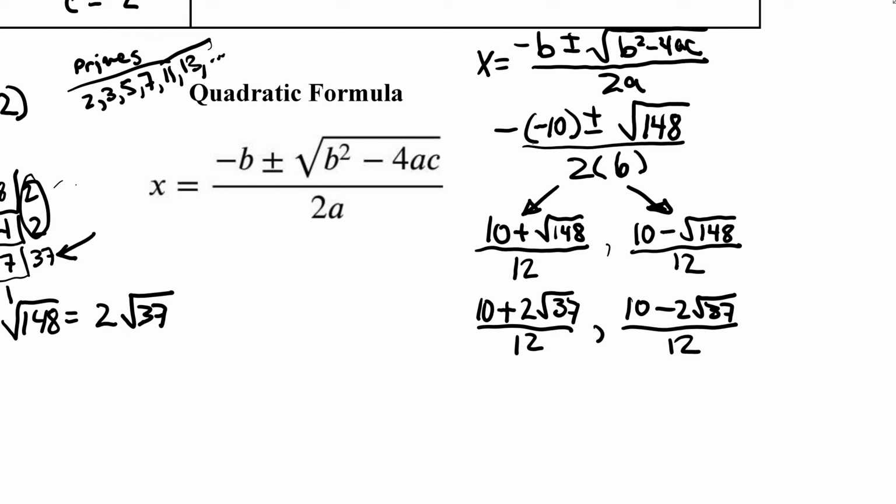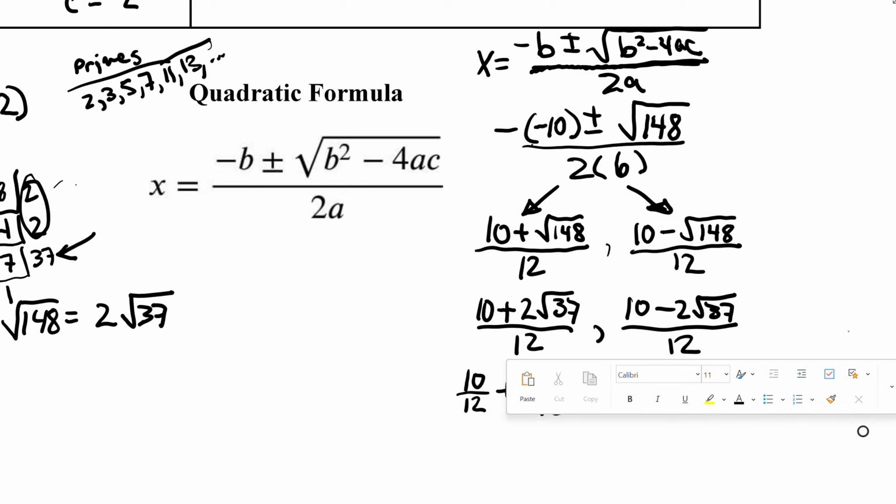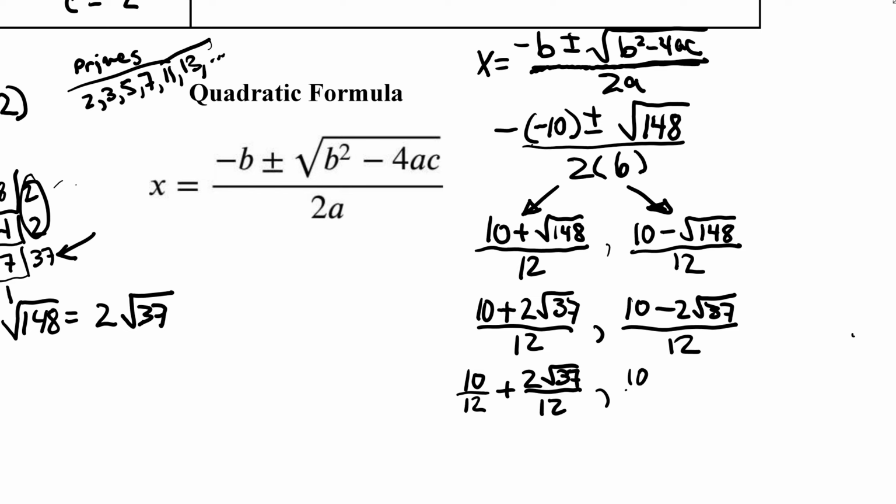So the reason when I'm singing this, I hold this all over 2a is that it's important you remember you have to divide all of it by 2a. So this is the same as 10 over 12 plus 2 root 37 also over 12. All of these terms get divided by 2a. And so same thing over here. This is 10 over 12, but here it's minus 2 root 37 over 12.